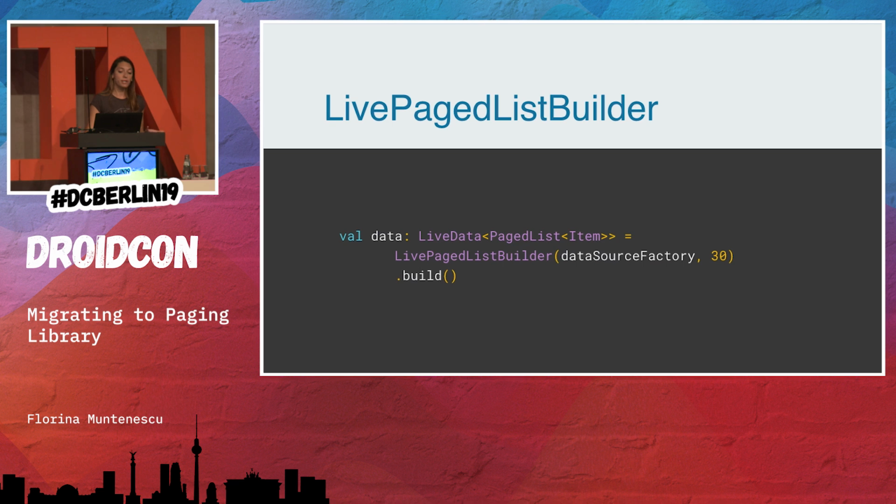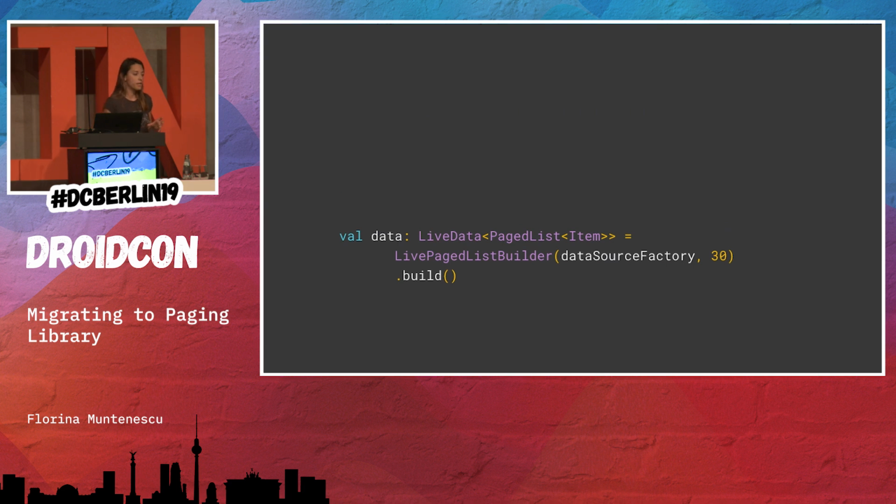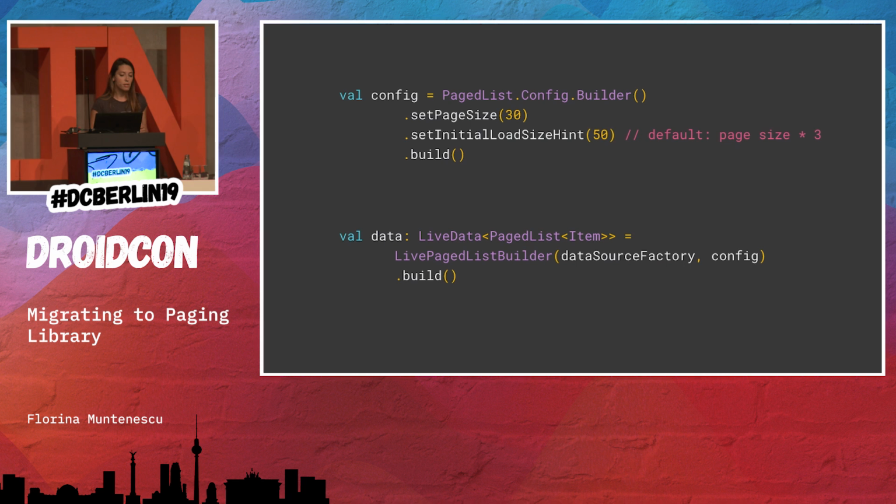Then, when we're building the live page list builder, we saw that the minimum amount of data that we need is the page size. But paging library wants to be flexible. So it also allows you to configure things more. So instead of just passing the page size, you can pass a configuration object. So here, you can also set the initial load size hint. So how many items will be loaded the first time when the list is displayed. By default, this is 3 times the page size.